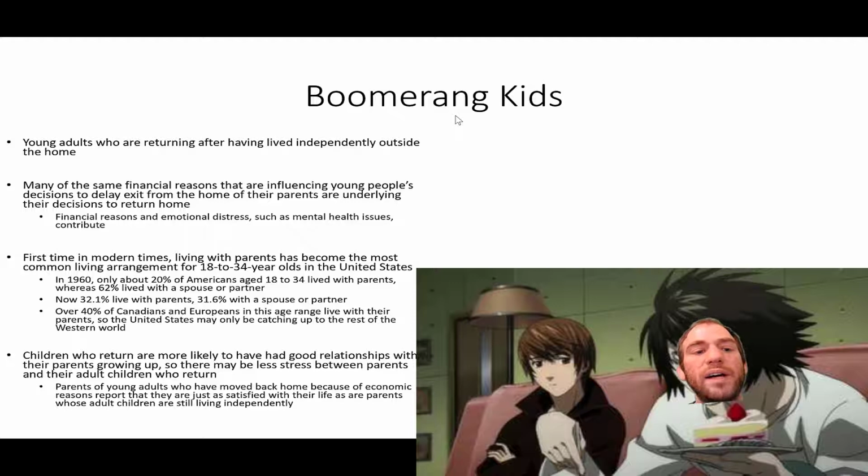First time in modern times within the United States that living with parents has become the most common living arrangement for 18 to 34-year-olds in the U.S. In 1960, only about 20% of Americans aged 18 to 34 lived with parents, whereas 62% lived with a spouse or partner. Now, 32% live with parents and 32% live with a spouse or partner. Over 40% of Canadians and Europeans in this age range live with their parents, so the United States may only be catching up to the rest of the Western world.